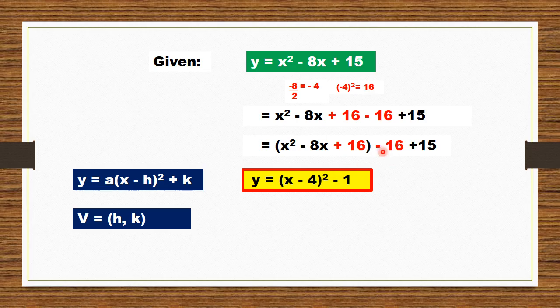Then combine the last two terms. Negative 16 plus 15 equals negative 1. So this is now the vertex form. This is the h and this is the k. The opposite of negative 4 is positive 4, and copy the value of k, which is negative 1. So the vertex is the quantity of 4, comma, negative 1.